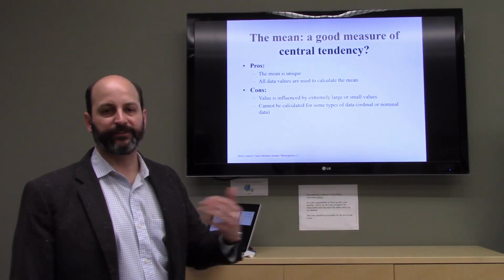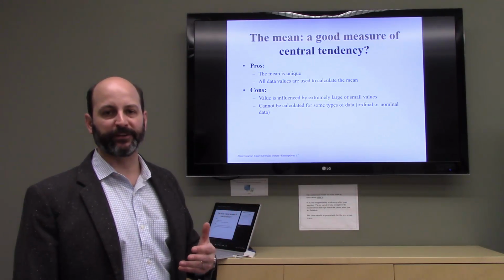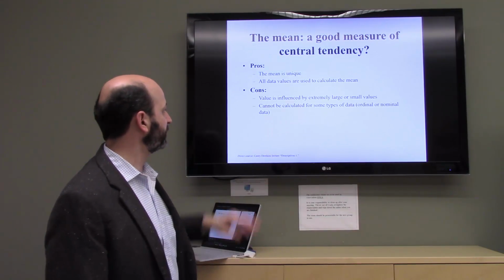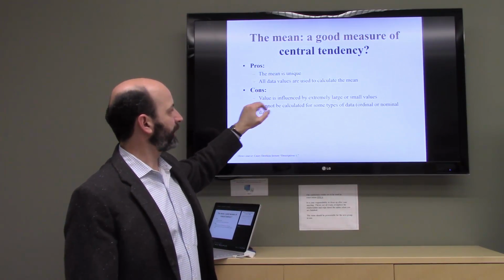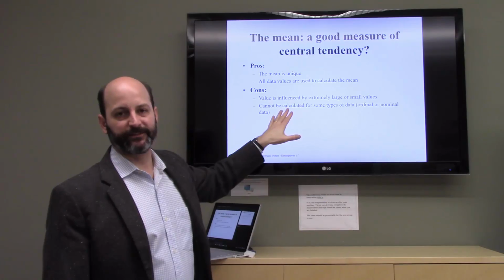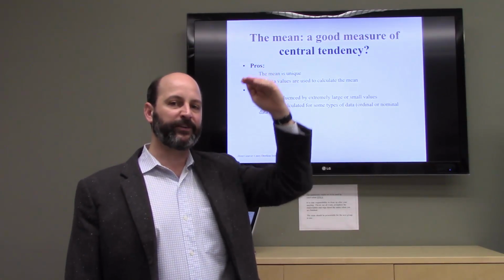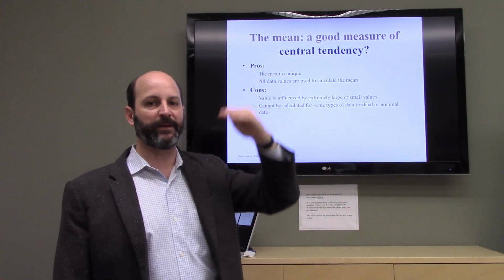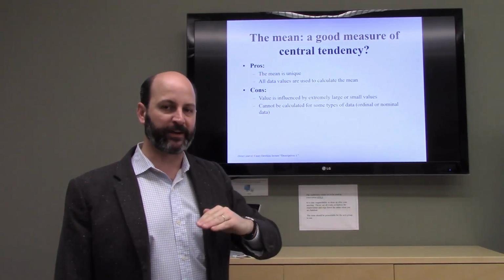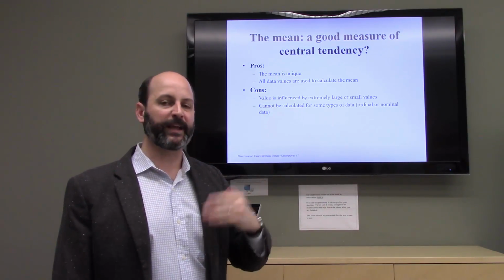All right, so is the mean a good way of looking at central tendency? Well, it is in many cases. It is unique, and we use all the data to calculate it. But the problem with the mean is that if you have very high values, they can skew the mean in one direction, or very low values can skew it down low. And so that can be a problem sometimes.